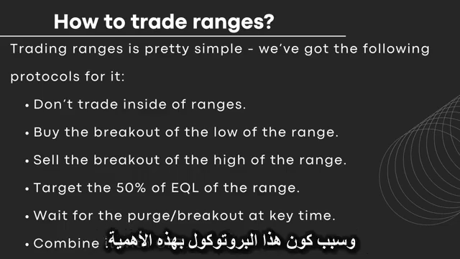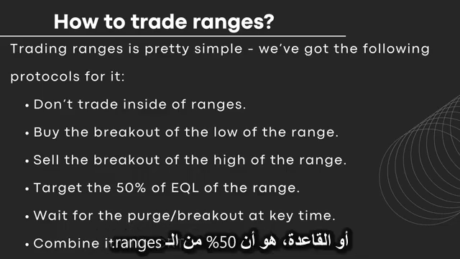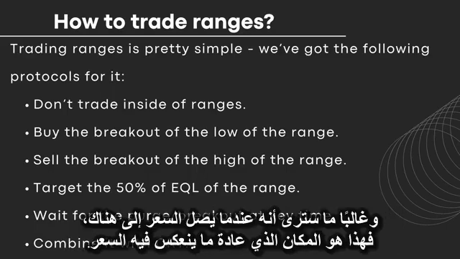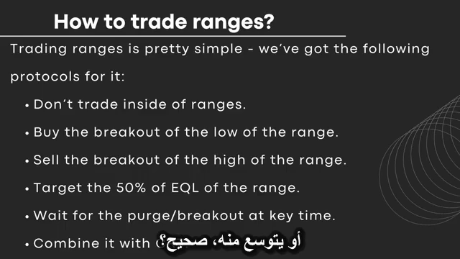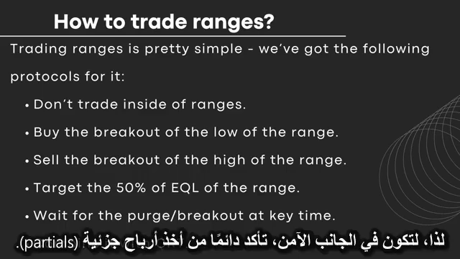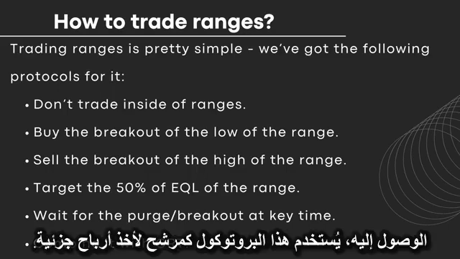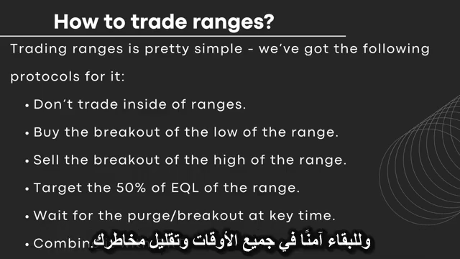And the reason for this being such an important protocol or rule is because 50% of the range, or equilibrium of the range, often tends to be good areas for price reversals or expansions, right? And oftentimes you'll see that's where price usually reverses or expands from. So just to be safe, make sure to always partial and take out some profits whenever 50% of the range is crossed or reached. This protocol is used as a filter for taking partials and for staying safe at all times and lowering your risk.